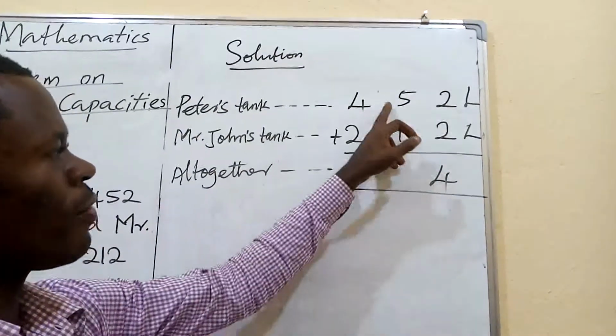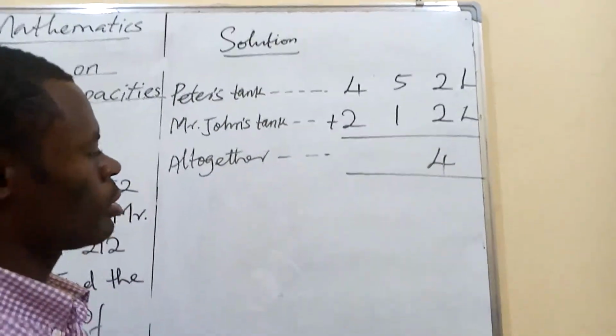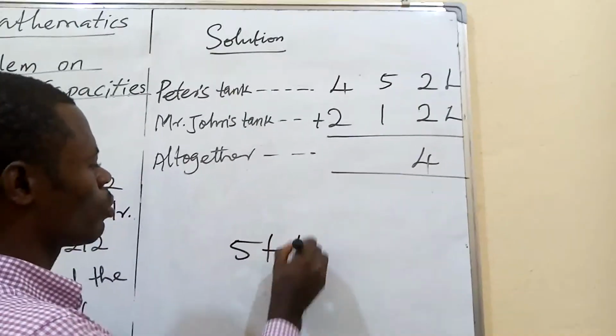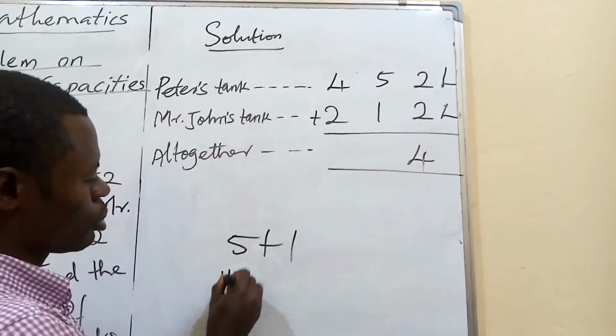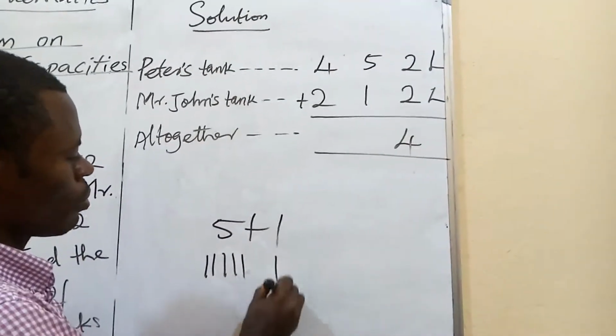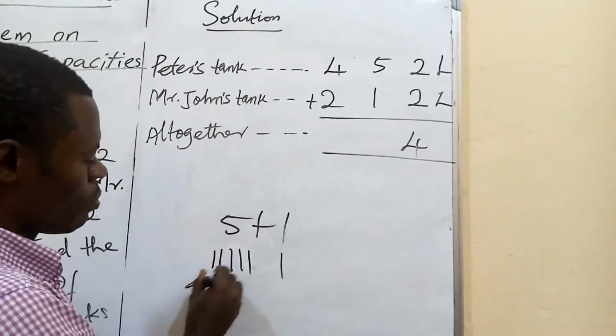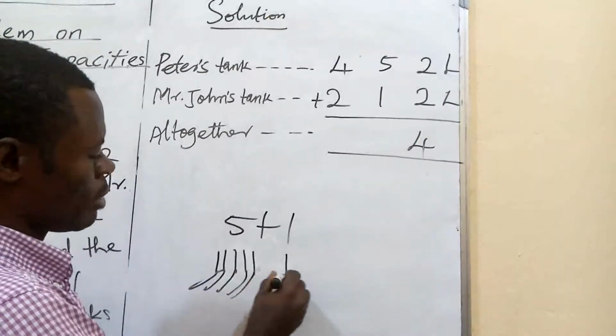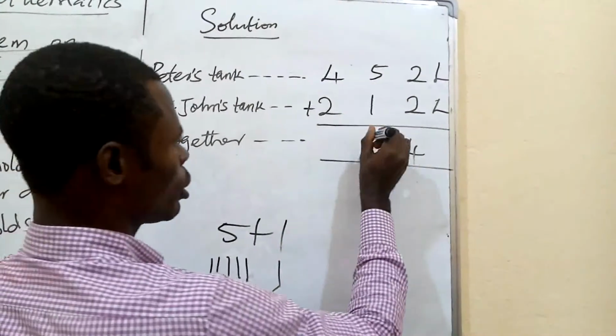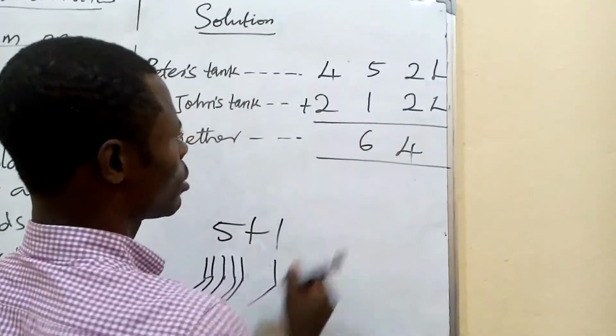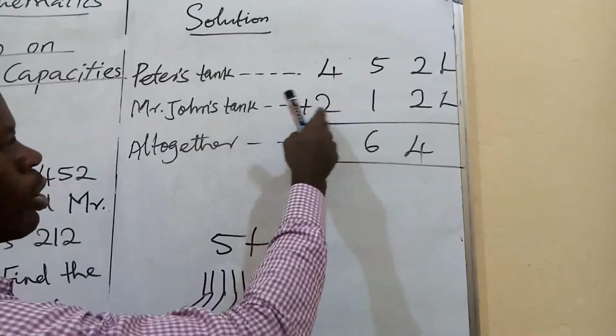Alright, now we have 5 plus 1. 1, 2, 3, 4, 5, and then 1, 2, 3, 4, 5, 6. 5 plus 1 is what? 6. Next we have 4 plus 2.